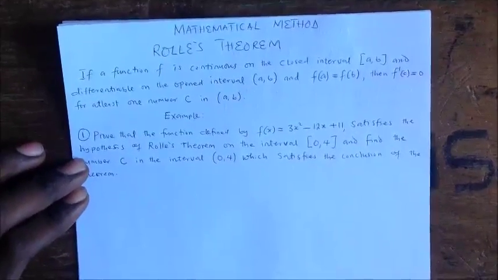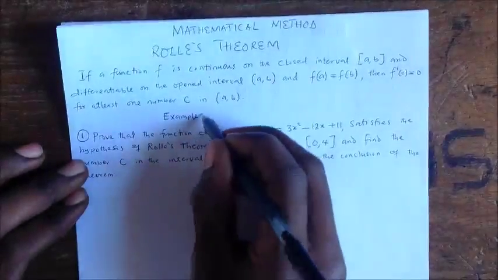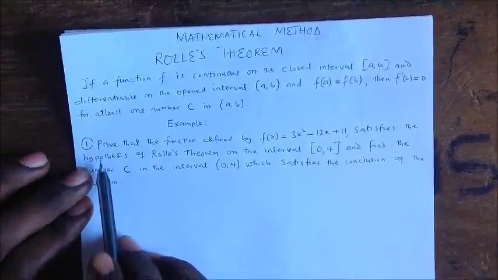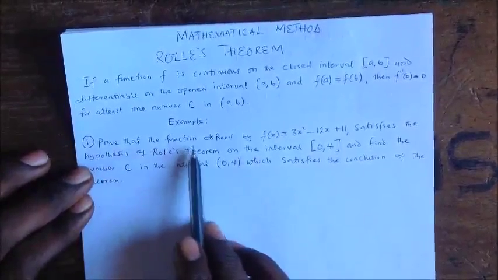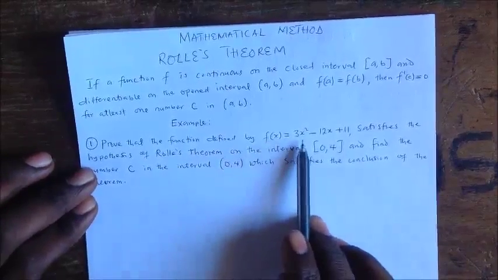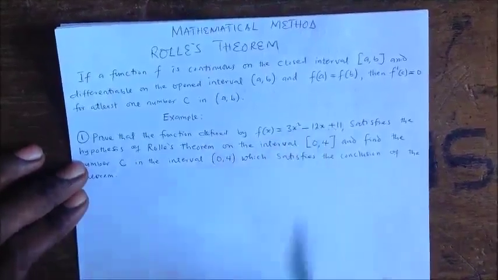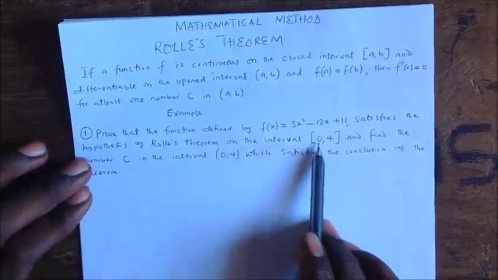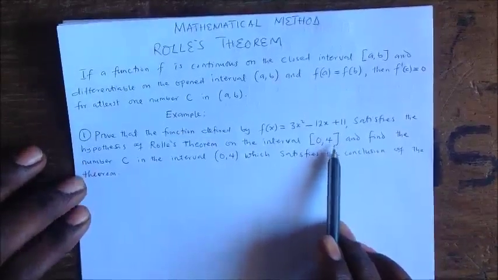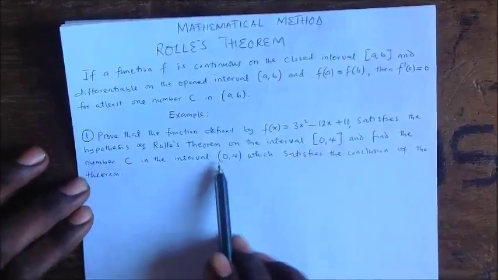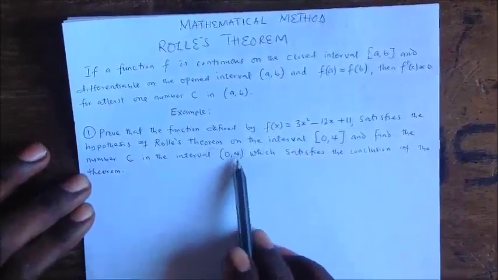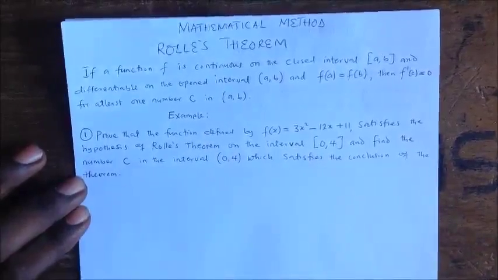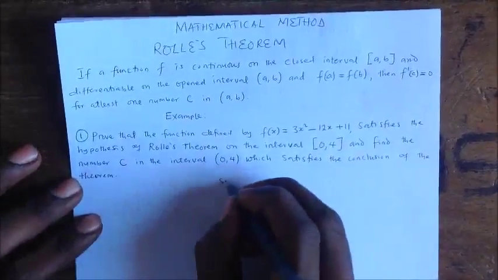So, to solve a problem concerning Rolle's theorem, let's take an example. Example 1. The question says: prove that the function defined by f of x is equal to 3x squared minus 12x plus 11 satisfies the hypothesis of Rolle's theorem on the interval [0, 4], and find the number c in the interval (0, 4), that is, this one is open interval while this one is closed interval, which satisfies the conclusion of the theorem. So, solution to this problem.